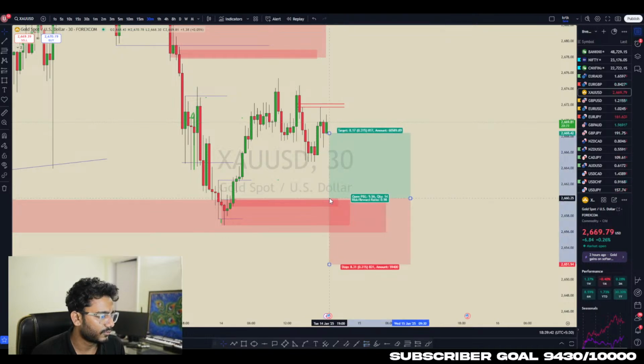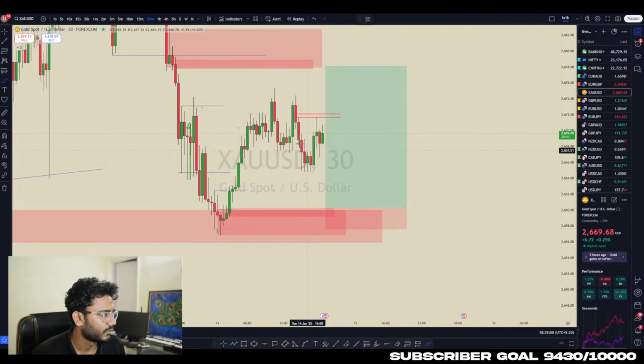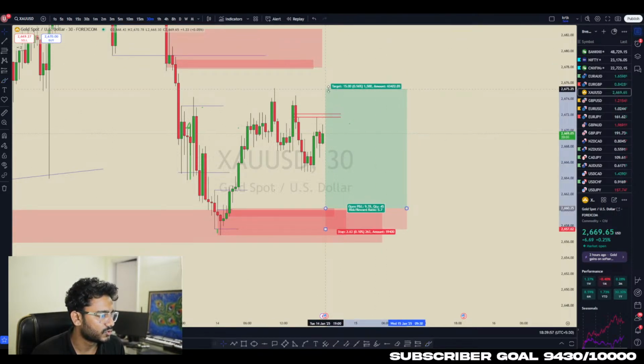So if price gives us confirmation, we can buy here. Stop loss below this low, and the next high will be our target. So around 1 is to 6, or maybe the next high or the next demand zone. So here we can say it's 1 is to 5 and here 1 is to 4 something.